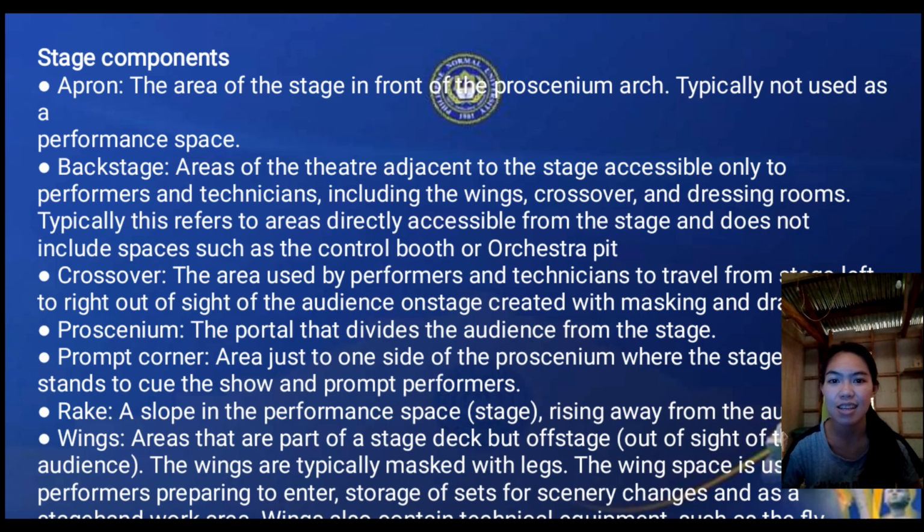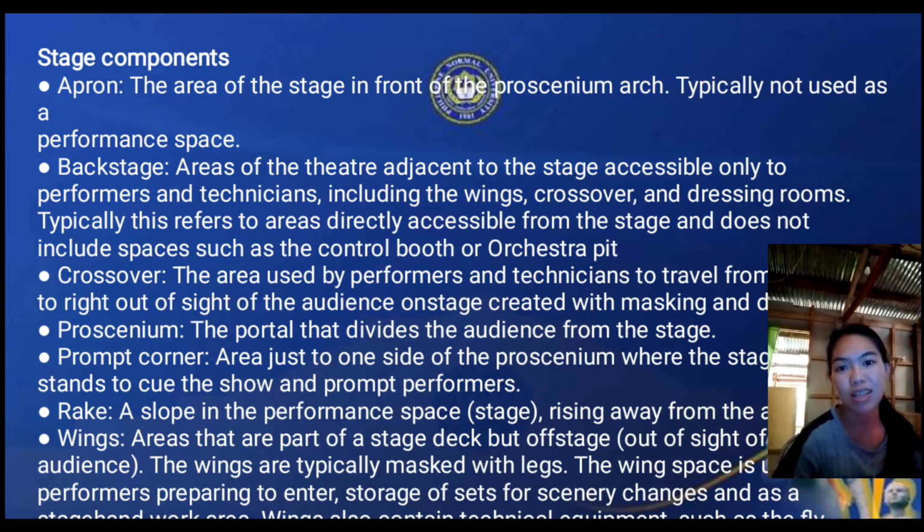Now let's discuss the stage components. So the first stage component is the apron, the area of the stage in front of the proscenium arc, typically not used as a performance space. So it is a free space, but the performer does not use this space. It is like extra space in the proscenium kind of stage.